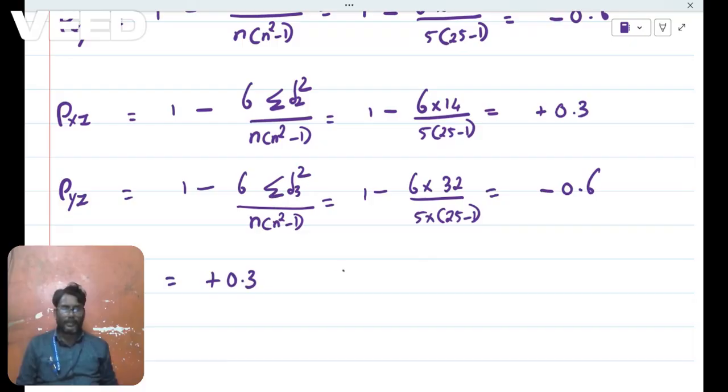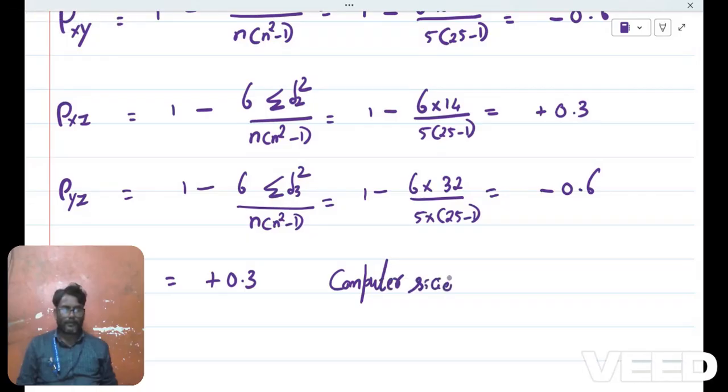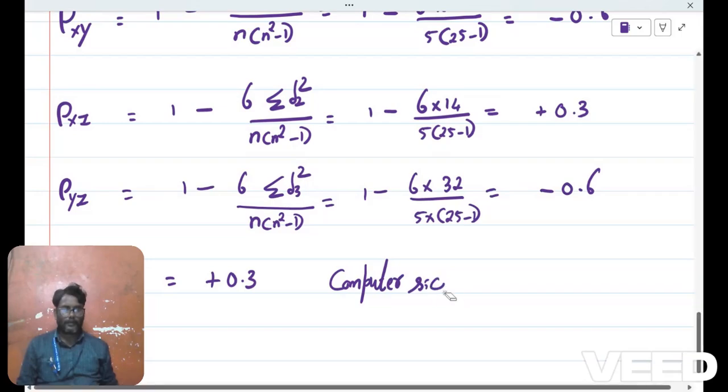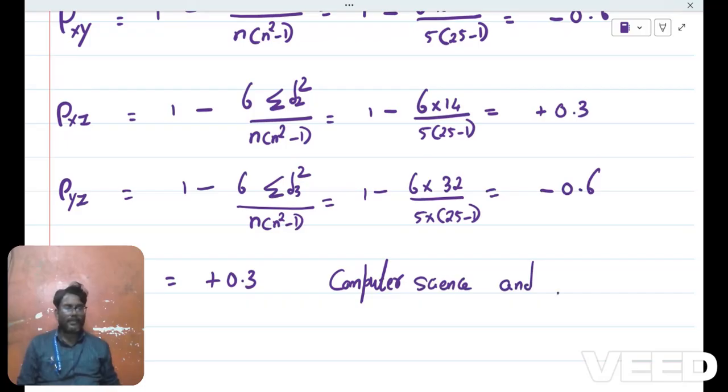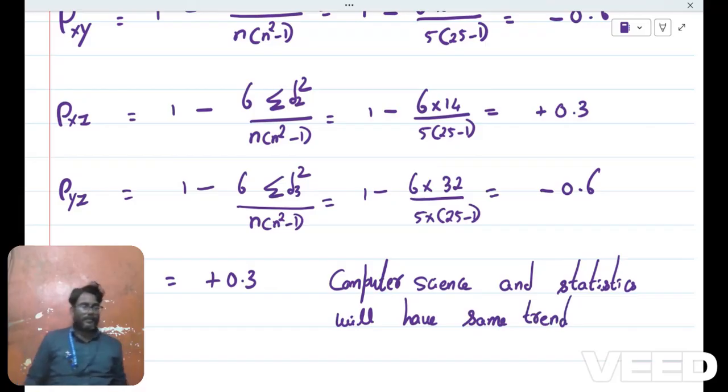Therefore, x, computer science, and z, statistics, will have the same trend. So once again, I explain the problem. Listen.